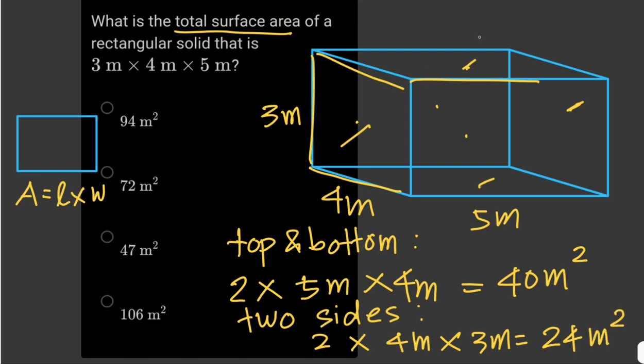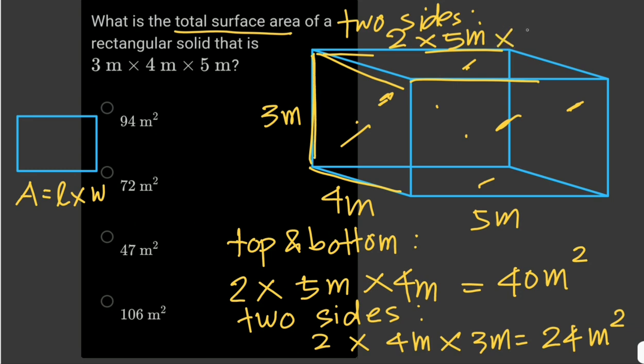And the last sides or faces, this one and this one. So the other 2 sides, that will be 2 times, because they are equal. So 2 times the length, which is 5 meters, times the width, which is 3 meters. So that would be 2 times 5 times 3. So 15 times 3, that would give us 30 meters squared.